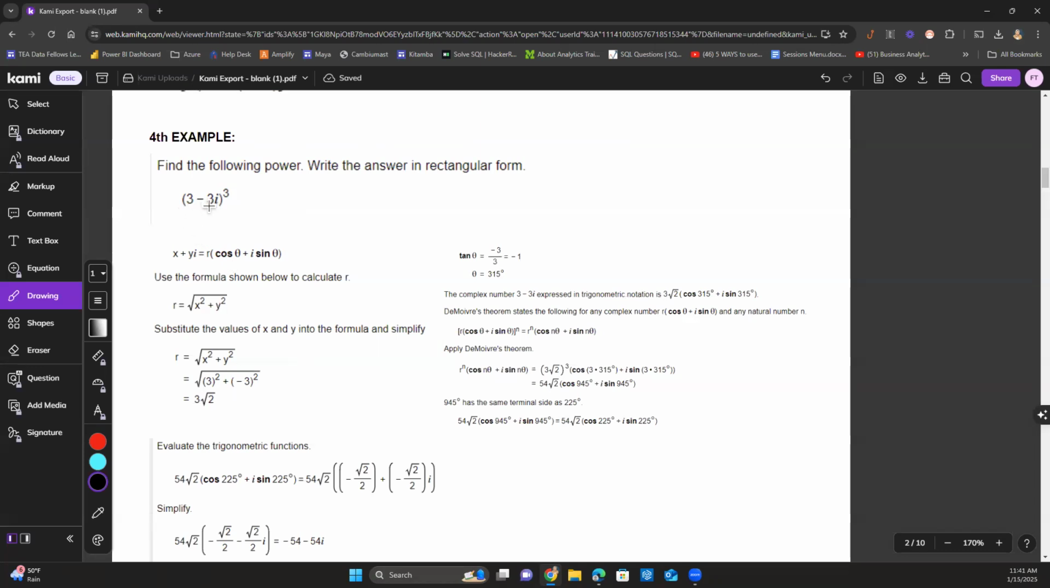A value is 3, b value is negative 3. So to calculate the r value here, you will have to square the 3 and square the negative 3, add them up, and take the square root. So the r value for this complex number will be 3 root 2.